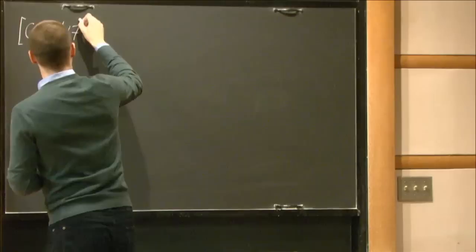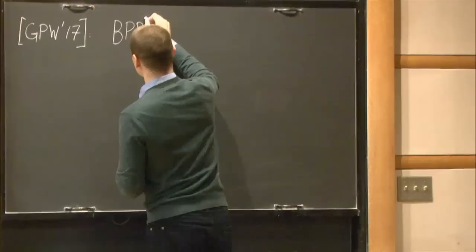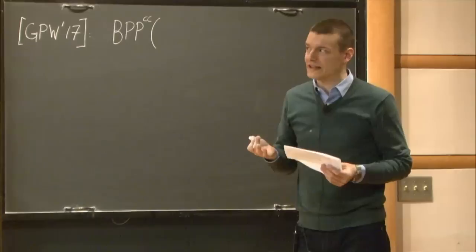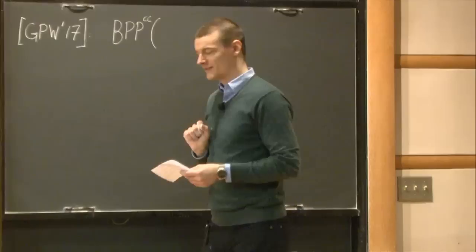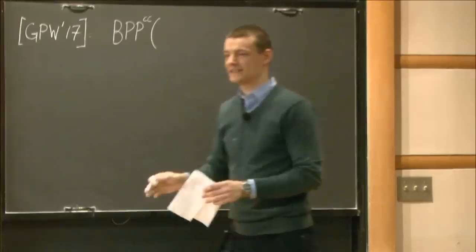Okay, so my notation for bounded error randomized communication complexity. That just means you have a randomized protocol. You can think of it as a probability distribution over deterministic protocols, so that on any input, if you pick a protocol at random, then the protocol computes the input correctly with high probability, let's say 2/3.